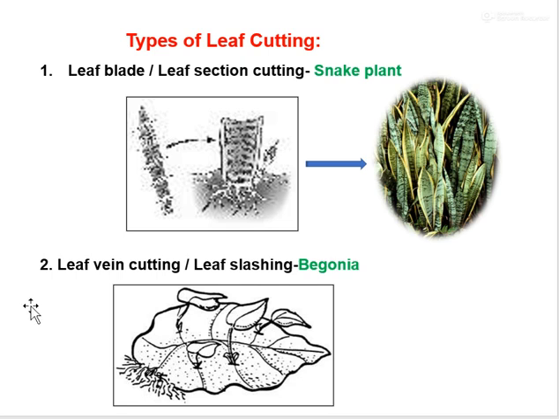Then the second one is the leaf vein cutting or leaf slashing. Its example is begonia. Under the leaf vein cutting, we can use the leaf and place it horizontally on the media by giving a slight cut on the vein or midribs. From that cut, due to contact with moisture and nutrients, new shoots or new plantlets grow. So that's why this method is known as leaf vein cutting.